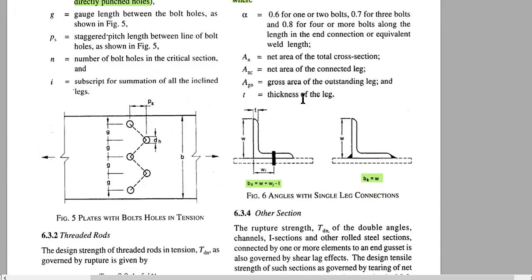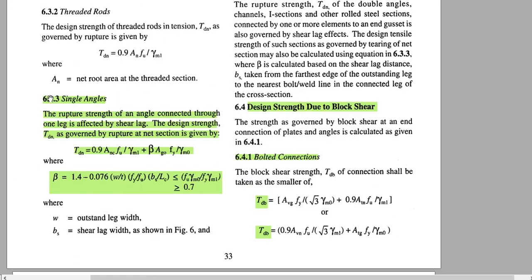So let us go to the angle. Single angles. There is no heading for double angles, that means you have to multiply the strength if there are two angles. The rupture strength of an angle connected through one leg is affected by shear lag. I have explained this in lectures. The design strength TDN as governed by the rupture at net section is given by this formula.